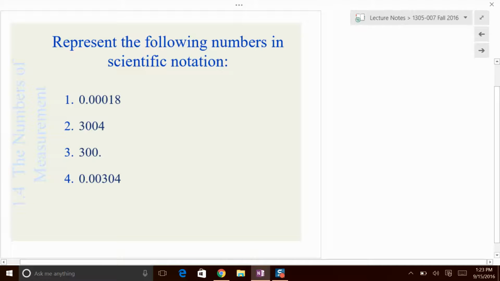So let's do a few of these. I want to put this into scientific notation. So I'm going to say 1.8 times 10 to the negative 4. Okay, I'm going backwards, so in the negative direction. 4 decimal places. Okay, how am I going to write this one?